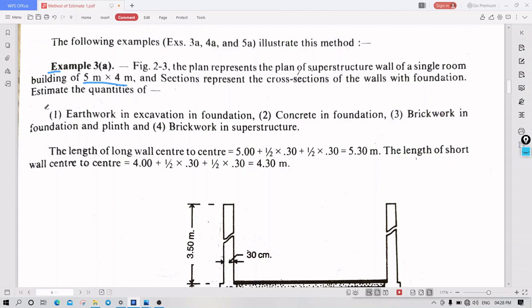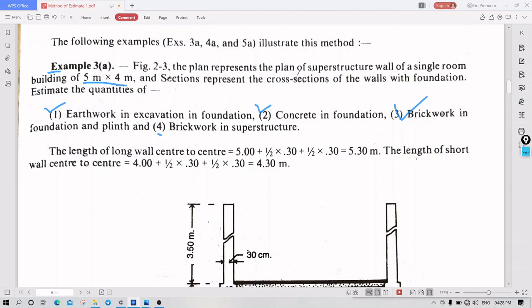What are the clauses here? Earthwork in excavation in foundation, you need to estimate the quantities. Concrete in foundation, brickwork in foundation and plinth, brickwork in superstructure. So four items of work they have specified, and you need to give four quantities of the specified items, which are required by the examiner who framed the question.